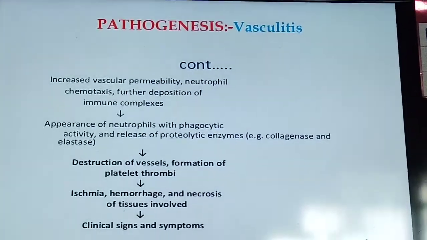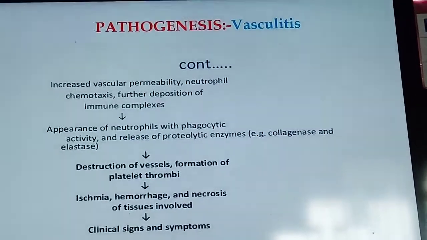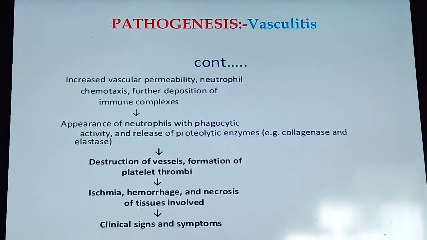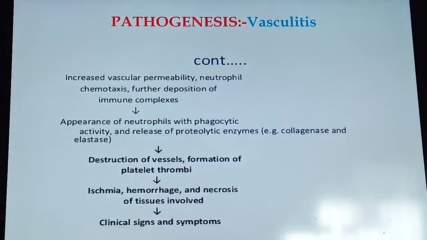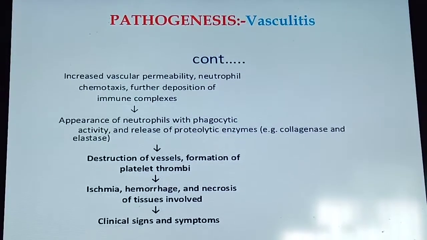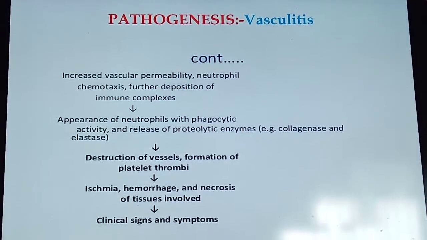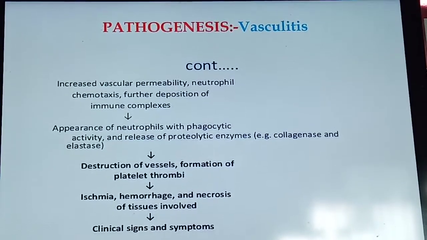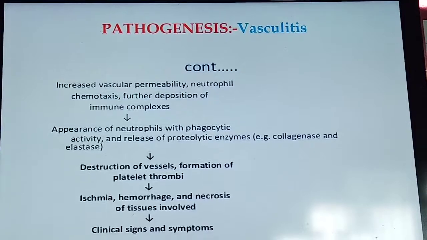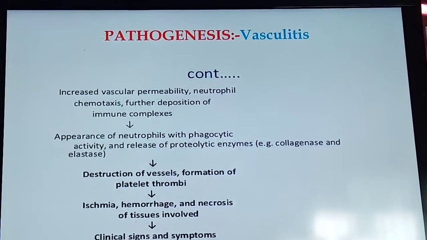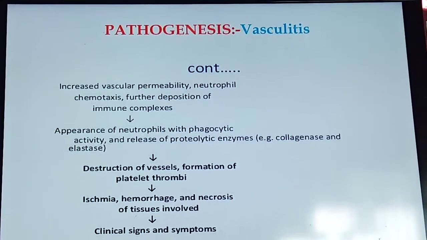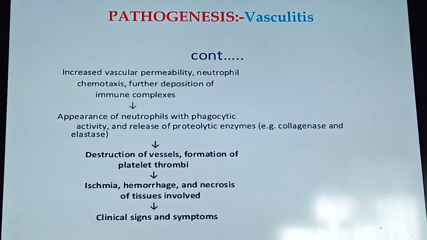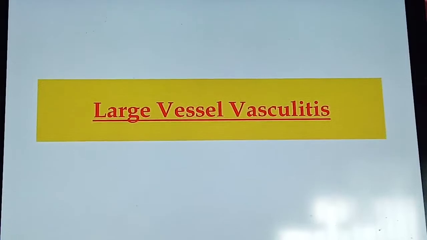Finally, neutrophils appear with phagocytic activity and release proteolytic enzymes like collagenase and elastase. These proteolytic enzymes lead to destruction of the vessels and formation of platelet thrombi. Finally, there is ischemia, hemorrhage, and necrosis of the involved tissue, and the clinical signs and symptoms appear. So these are the pathogenesis behind vasculitis.